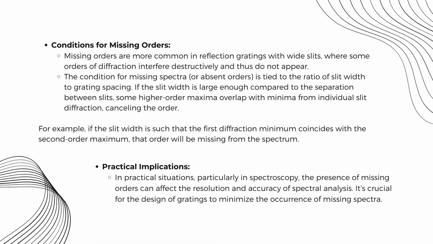Conditions for missing orders. Missing orders are more common in reflection gratings with wide slits, where some orders of diffraction interfere destructively and thus do not appear. The condition for missing spectra, or absent orders, is tied to the ratio of slit width to grating spacing. If the slit width is large enough compared to the separation between slits, some higher-order maxima overlap with minima from individual slit diffraction, canceling the order.